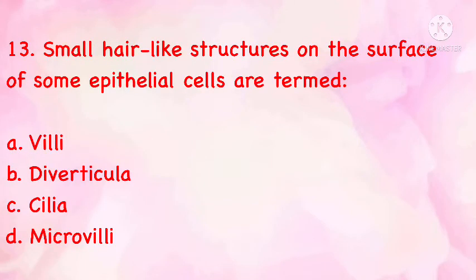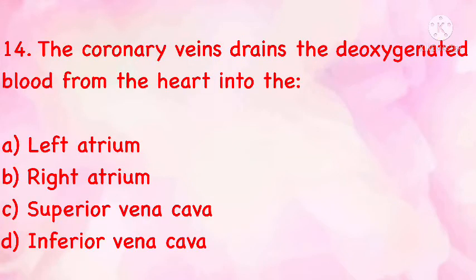Lacunae. Small hair-like structures on the surface of some epithelial cells are termed as villi, diverticula, cilia, microvilli. The correct answer is C. Cilia. The coronary veins drain the deoxygenated blood from the heart into the left atrium, right atrium, superior vena cava, inferior vena cava. Correct answer is B.